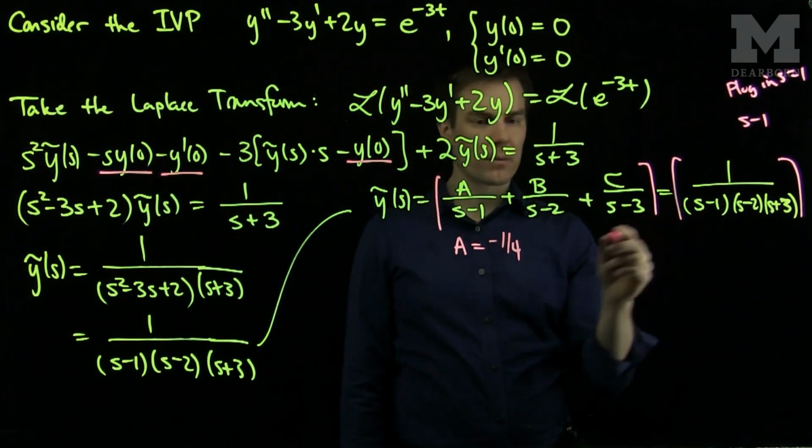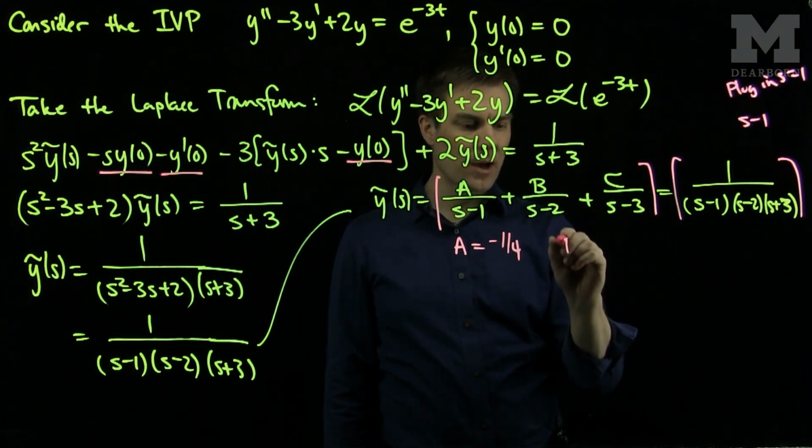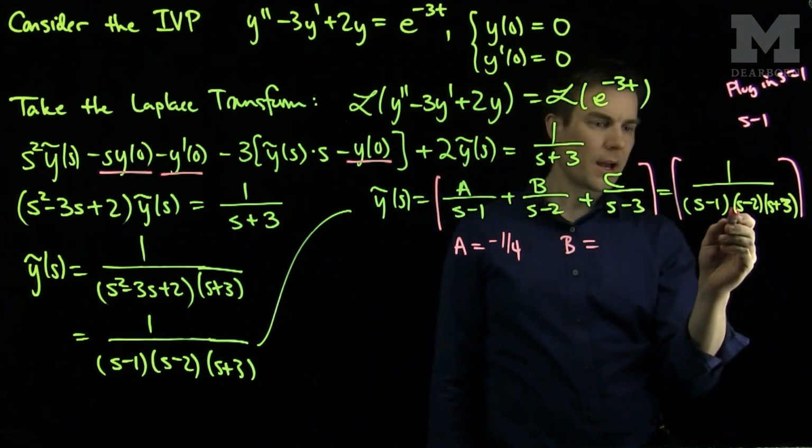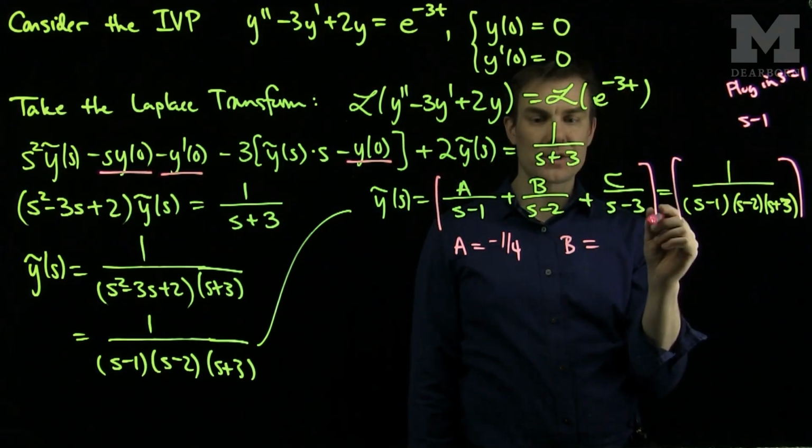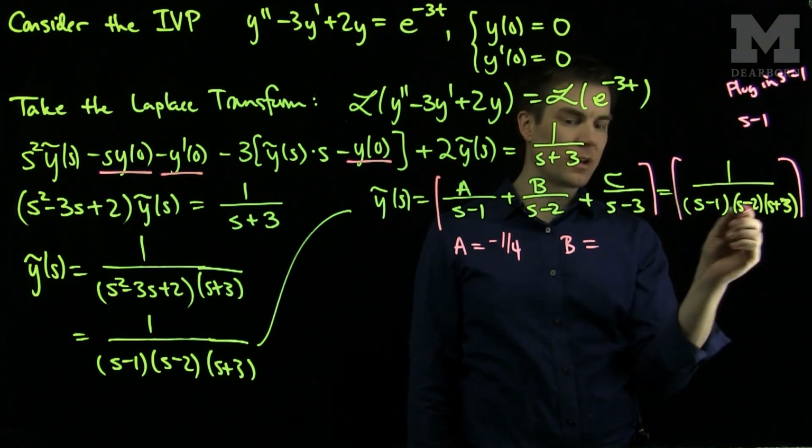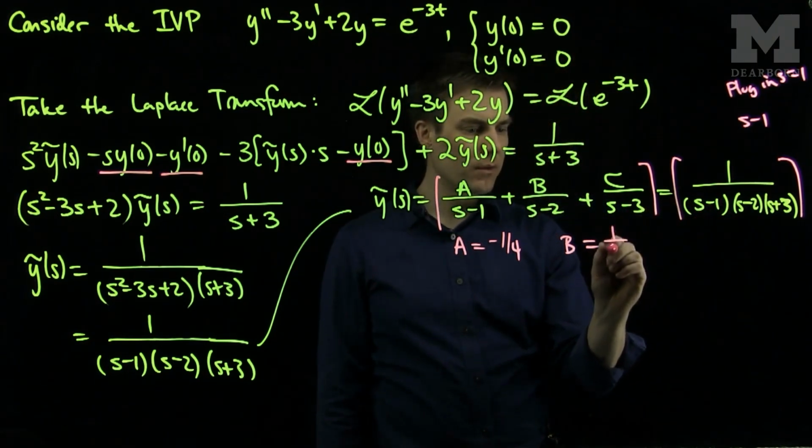So I do the same thing for b. I can find b in the same exact way by forgetting about the s minus 2 term. So I'll plug in s equals 2 just to find b. I'll have a 1 and a 5. So I'll have a 1 over 5.